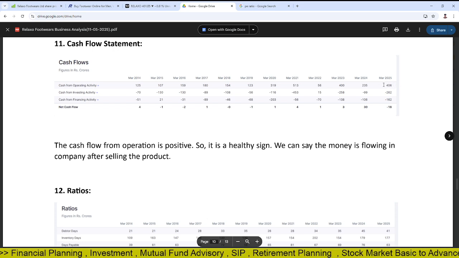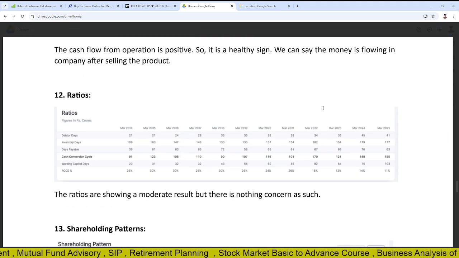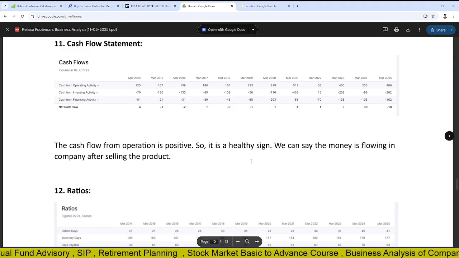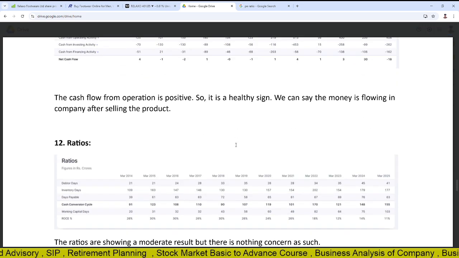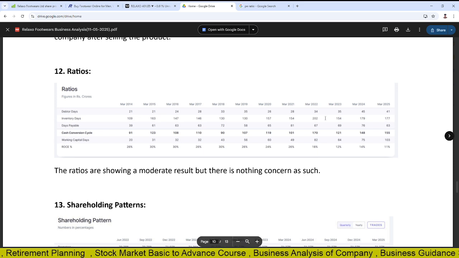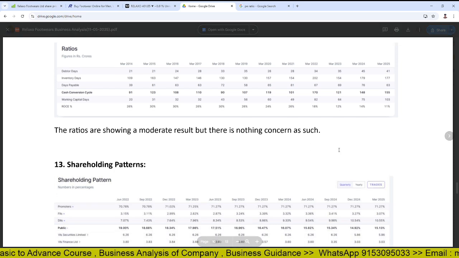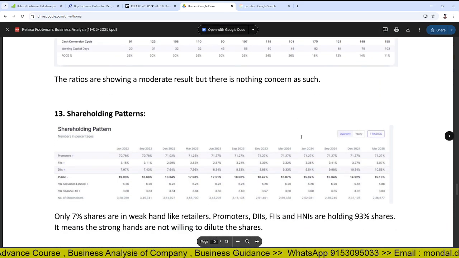So cash flow from operation has to be positive. The company has a maximum cash flow from operation of 406, and it is a very healthy sign, and based on this particular assumption we can invest in this particular company based on our conviction. You can see the ratios also, debtor days, inventory, cash conversion cycle, but here the ratios are not so good, but there is nothing like some negative views here. So almost a moderate view we can say here.